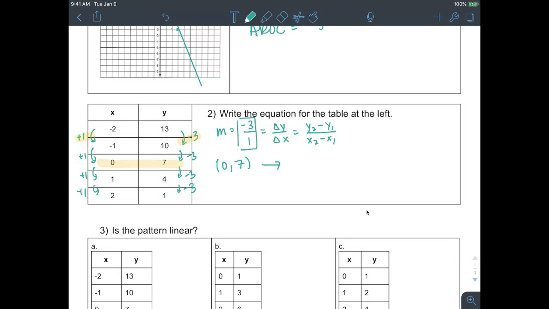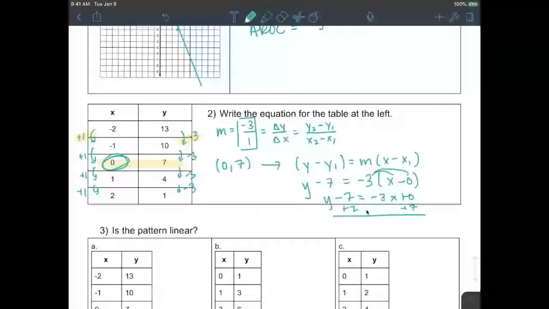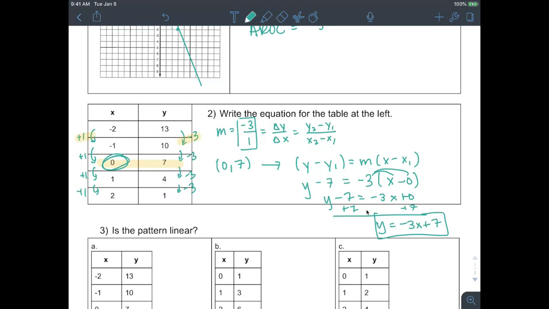I'm going to write this in point slope form. So that would be y minus y1 is equal to the slope times x minus x1. I'm going to go ahead and plug that in. Y minus 7 is equal to the slope, negative 3, times x minus my x1, which is 0. Oops, I just keep writing the letters. I'm going to simplify. Y minus 7 is equal to negative 3x plus 0. I'm going to add 7 to both sides, giving me y is equal to negative 3x plus 7. I just proved to you that slope point works. I have a y-intercept of 7 and a slope of negative 3.